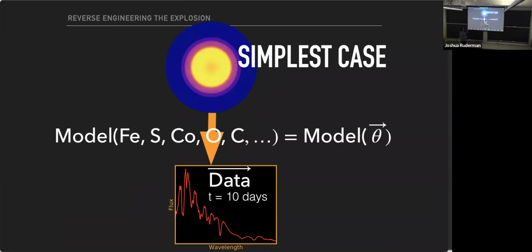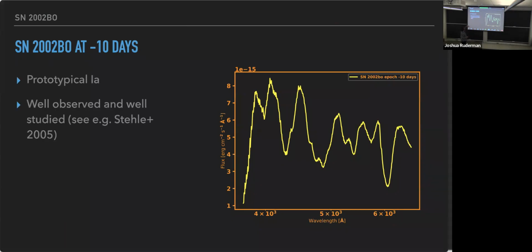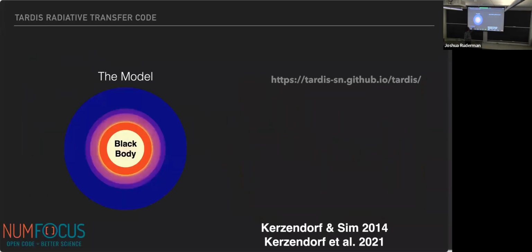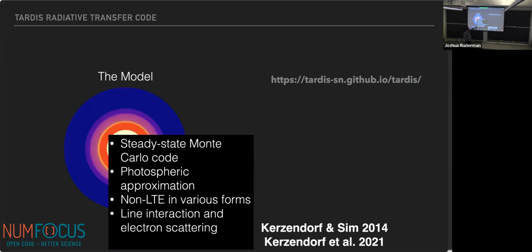We use SN 2002bo, which is a well-known Type Ia, well observed and well studied, and has also been spectroscopically fit manually by Stehle et al. and other people. It's an early phase where the photospheric approximation holds, which is important for the radiative transfer code we use. Our model is TARDIS. TARDIS is a steady state Monte Carlo code. It has the photospheric approximation, where you just put in a simple blackbody coming out. It has non-LTE in various forms, and line interaction, electron scattering, and now continuum interaction as well. So it's continuously growing.